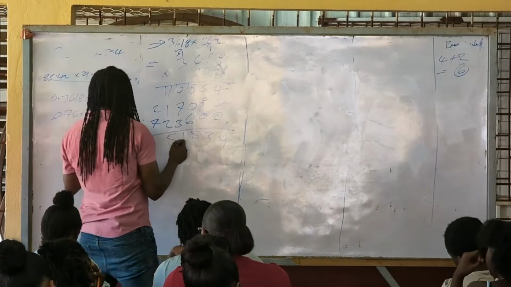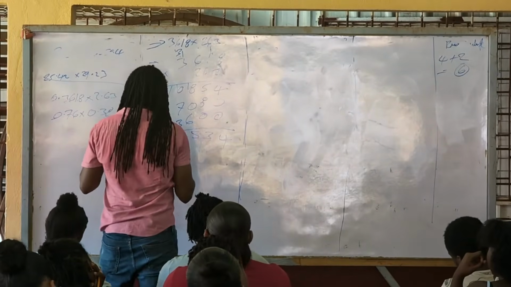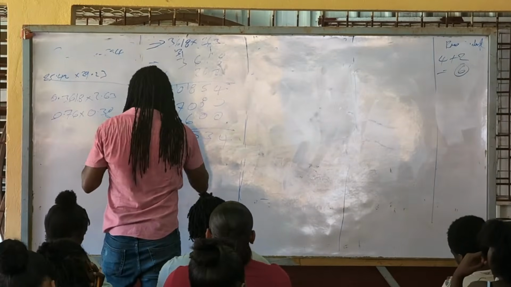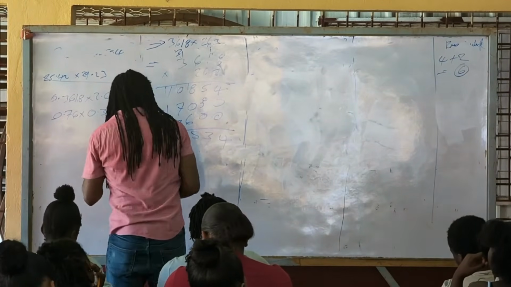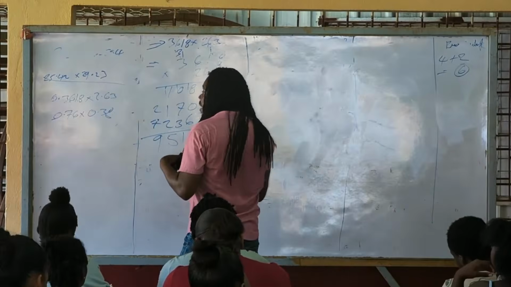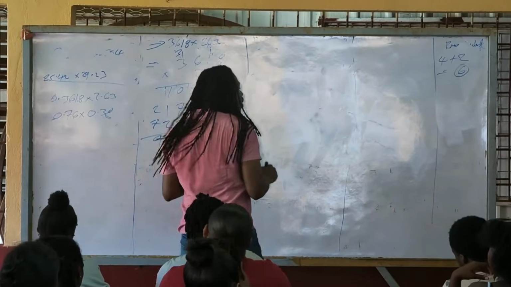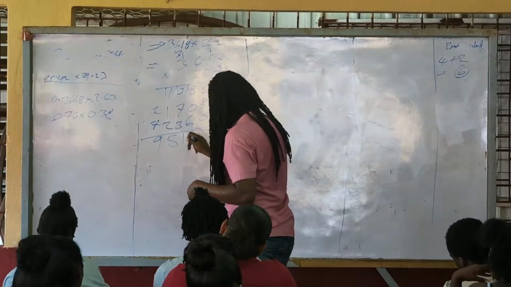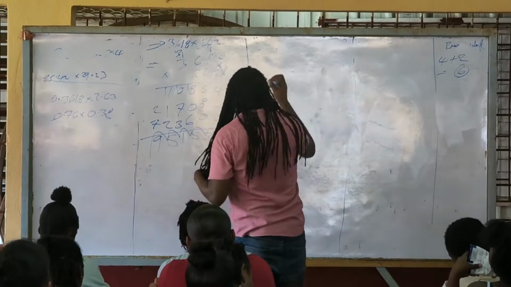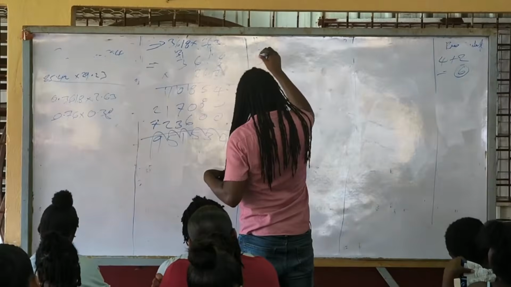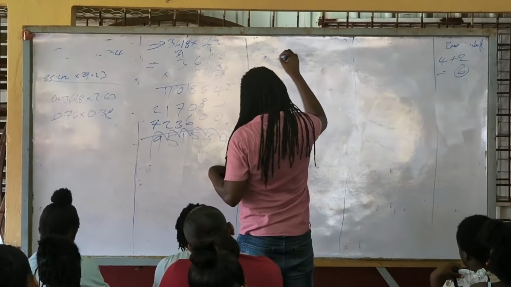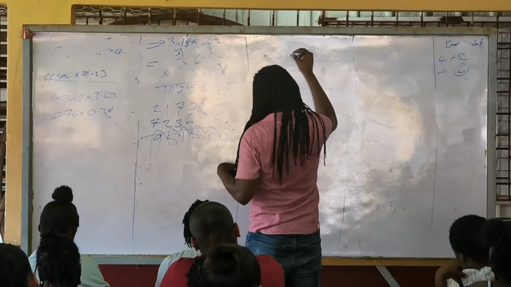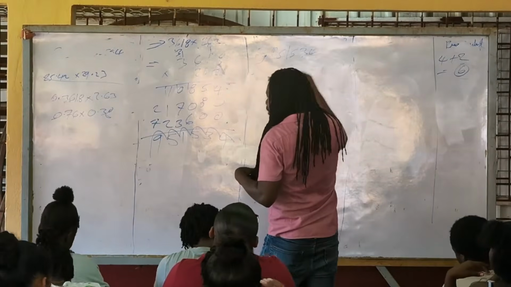Am I correct so far? Carry 1. No 1, no carry. 5. 7, 2, 9. So am I supposed to get 9, 5, 1, 5, 3, 4? And how many spaces? So we're going to move 1, 2, 3, 4, 5, 6 spaces. So that will be 0.095154.